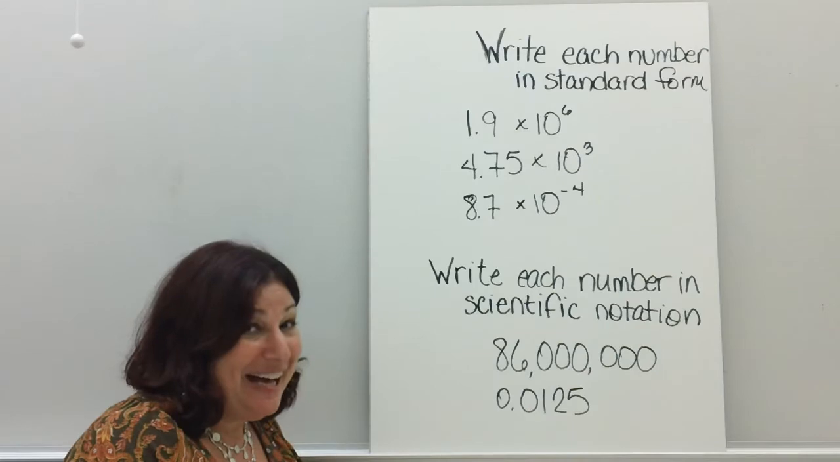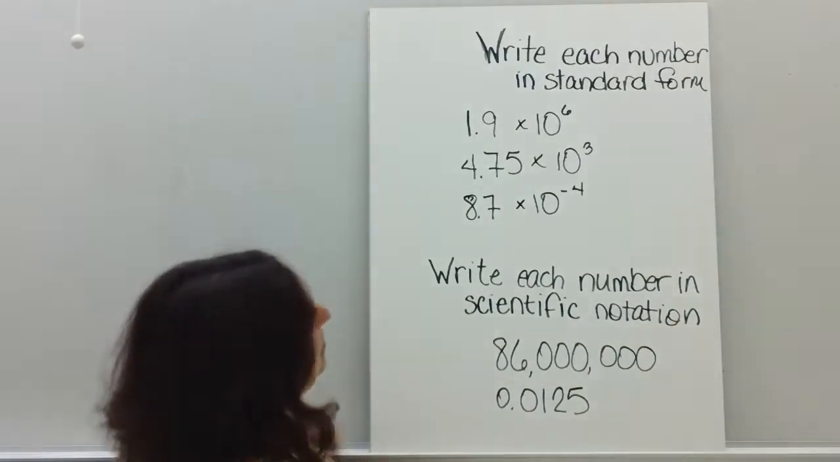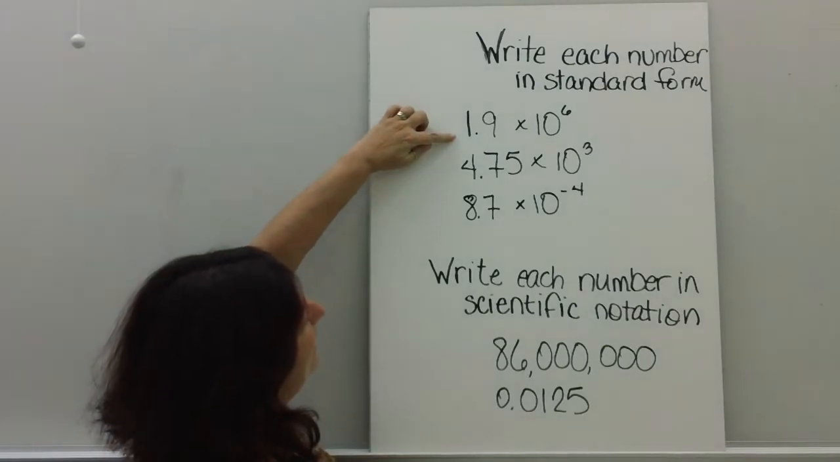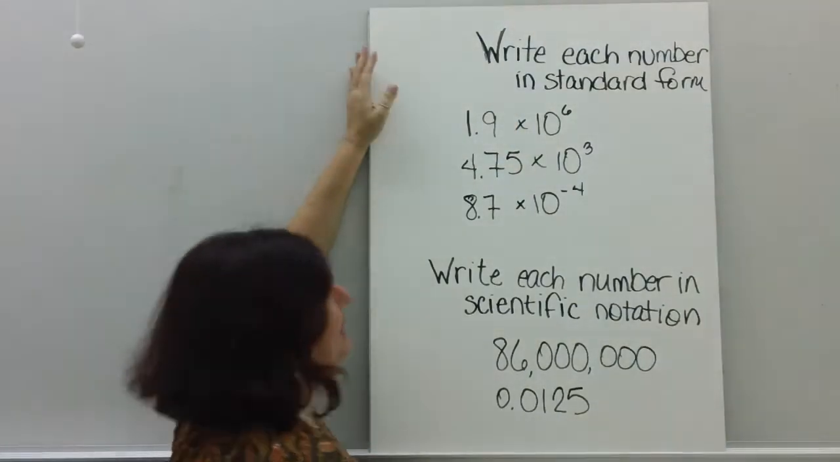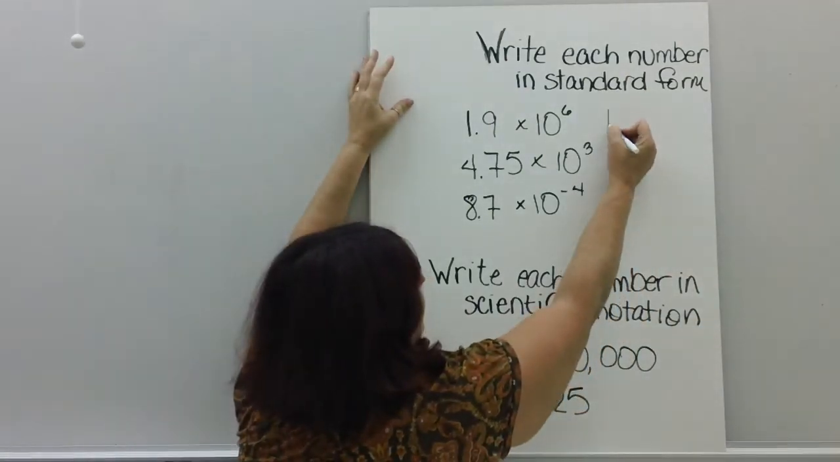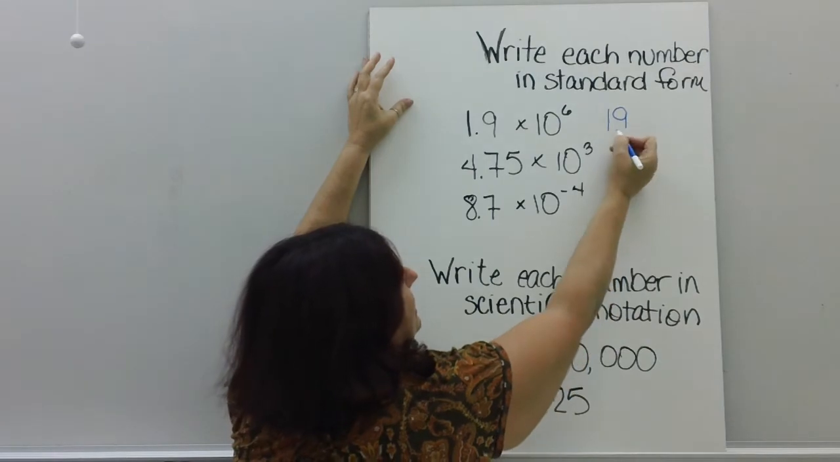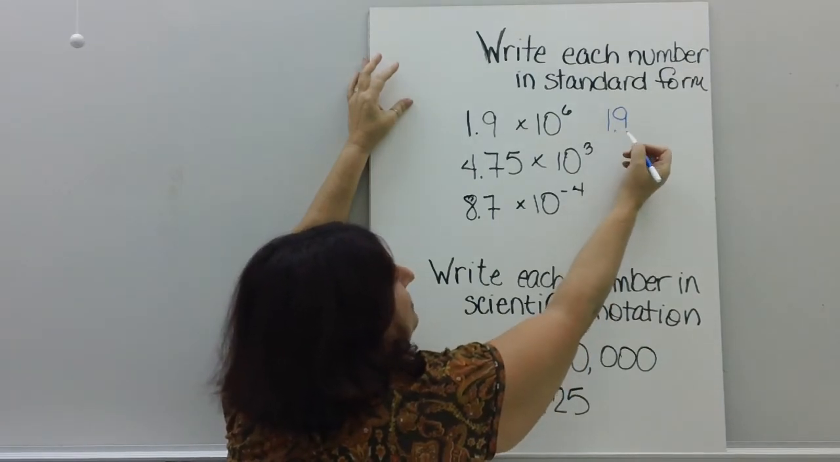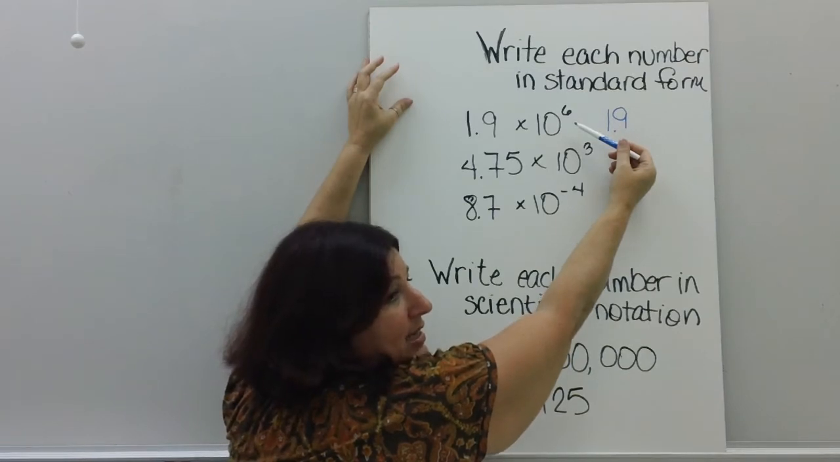Okay, welcome back. You guys are the best pausers ever. 1 and 9/10 times 10 to the 6th power. That tells me that I'm going to have the decimal originally here, and I'm going to be multiplying by 1 million, because 10 to the 6th power is 1 million.